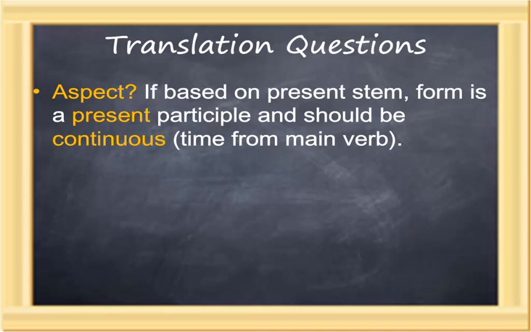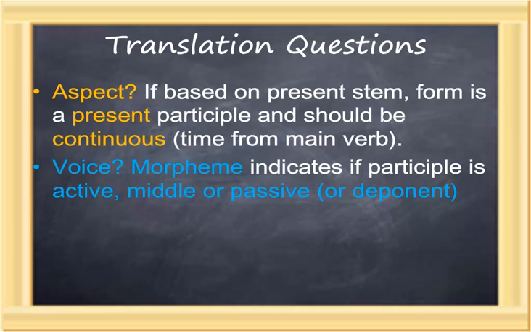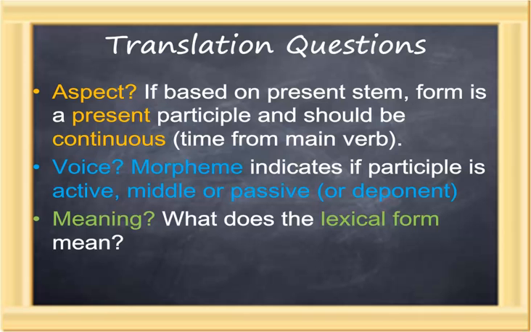So when translating participles, one asks three questions of the participle. First of all, what's its aspect? If the form is present, as all will be in this lesson, the aspect is continuous. The second question, what is the voice? The participle morpheme indicates if the participle is active, middle, or passive. Whether that passive form should be translated actively, i.e. the form is deponent, depends on the dictionary form. As to meaning, the basic meaning comes from the lexical form.